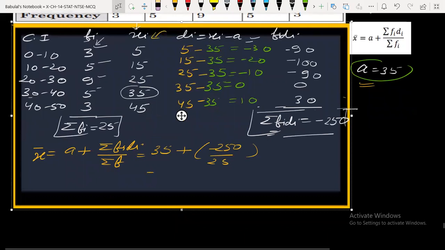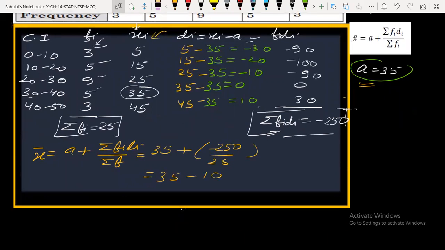This is 35 plus minus 10, 25 10 means 250. So 35 minus 10, that is 25, answer. So this is the way how to find out the mean using assumed mean method.